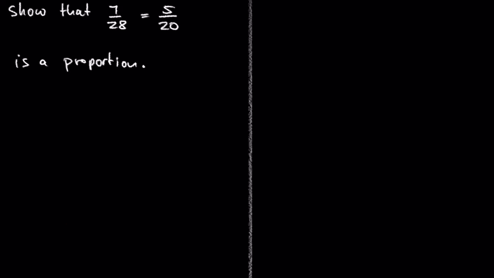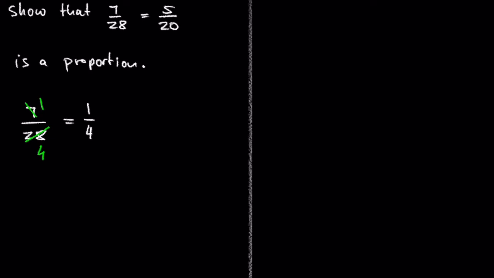Show that 7 to 28 equals 5 to 20 is a proportion. 7 to 28 equals 5 to 20 is a proportion when both sides of the equation are the same. Let's simplify first the left-hand side of the equation. Seven divided by 7 is 1, and 28 divided by 7 is 4. So we get 1 over 4 on the left-hand side of the equation.